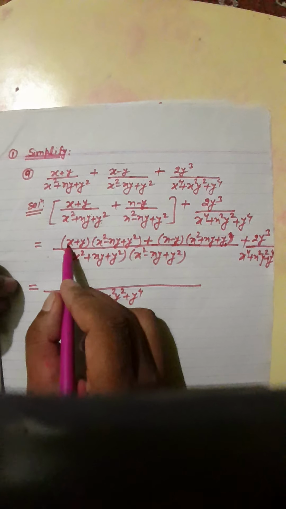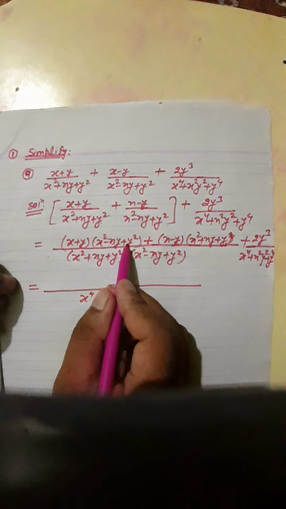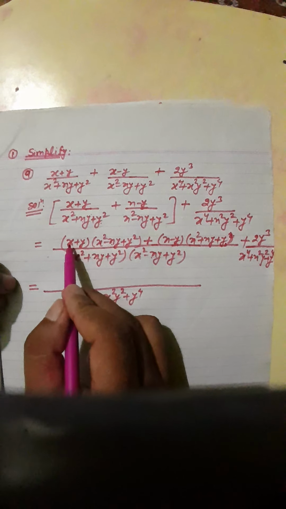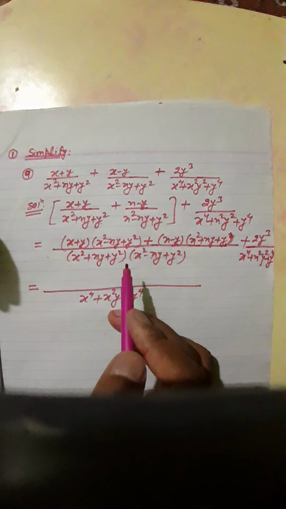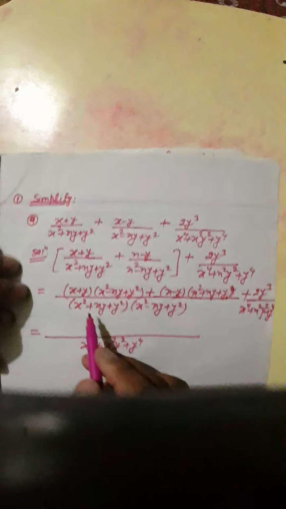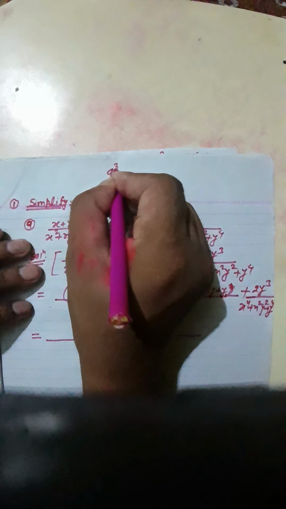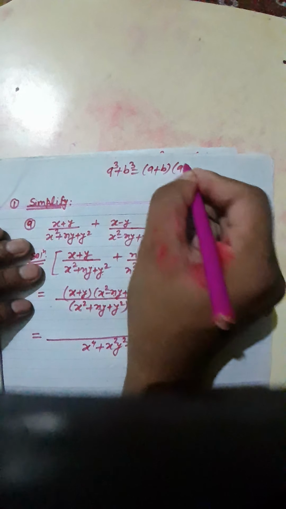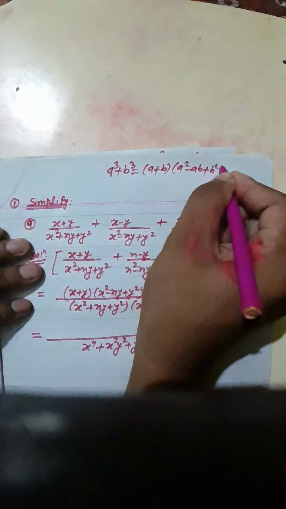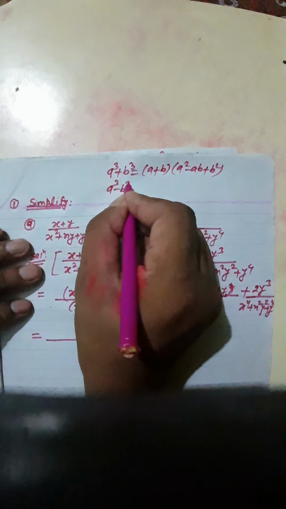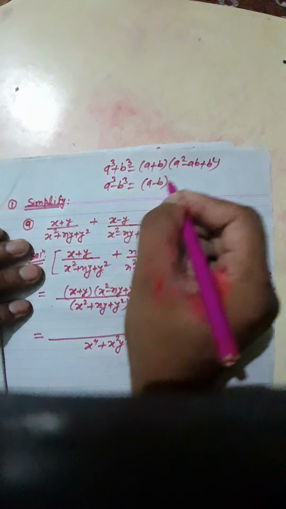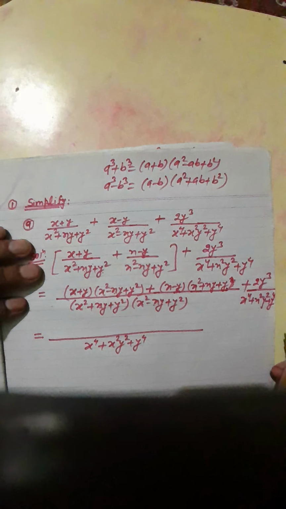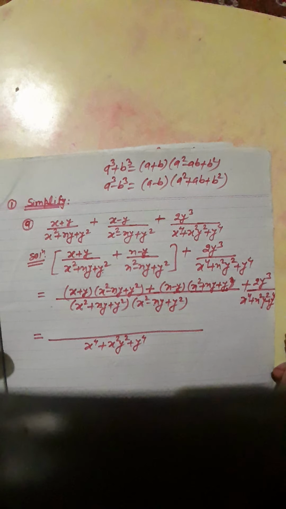And in the numerator, x plus y into x square minus xy plus y square, these two factors are multiplied. If it is in a particular formula form, then we can apply the formula there. You know two formulas: a cube plus b cube is equal to a plus b into a square minus ab plus b square, and the next formula, a cube minus b cube is equal to a minus b into a square plus ab plus b square. These two very important formulas you have already been taught in factorization.